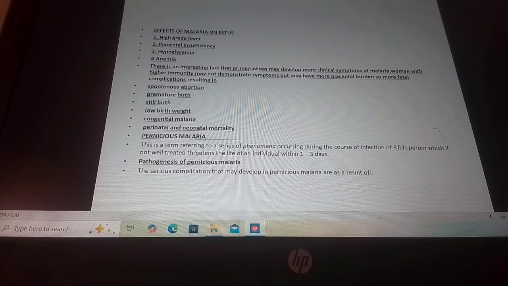And we are saying that one could be the spontaneous abortion. We could have a premature birth. A stillbirth could as well occur. Then low birth weight has been recorded in most cases. Then congenital malaria as another one. Perinatal and neonatal mortality could also occur. And we are saying that those are some of the things that we are trying to handle as of now, so that we don't have this neonatal mortality or the perinatal ones.